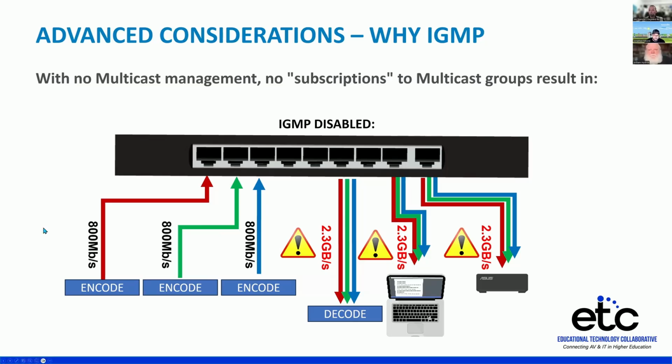And so in this graphic, we're actually seeing we have 3 decoders in place, and they're all sending 800 megabits per second into that switch. And so with no management in place, all of these devices are going to be receiving up to 2.3 gigabits per second, which is way beyond what they're designed for, right? And so this scenario happens quite often. And this scenario will result in devices just not working.